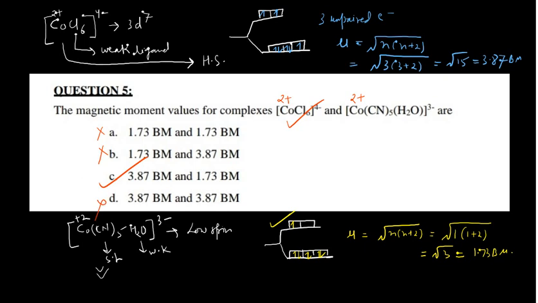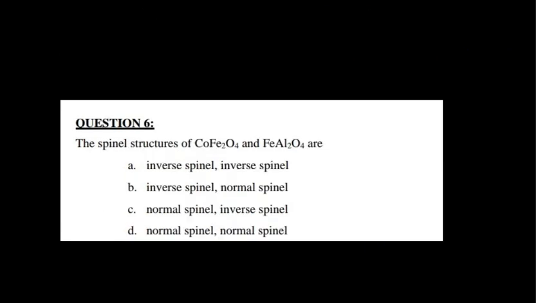Now moving to the next problem, what it says: the structures of these two spinels are given to you. I have solved a problem based on this in my last lecture, but I am giving you a little trick here. Not a trick actually, it's a clear-cut concept. What happens in the normal spinel, and then what happens in the inverse spinel? You should know these things.